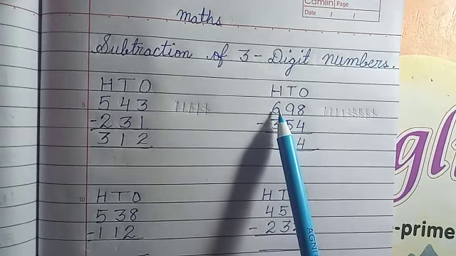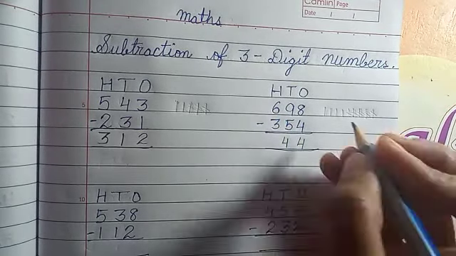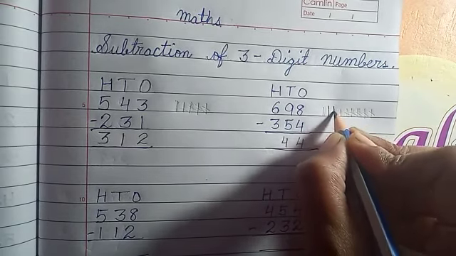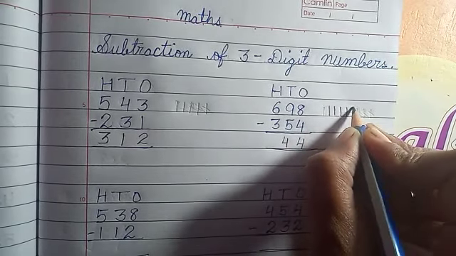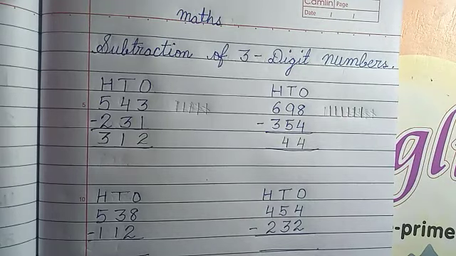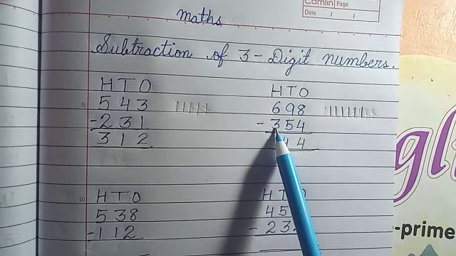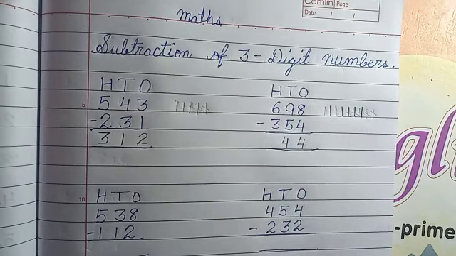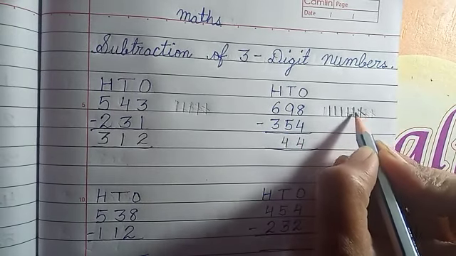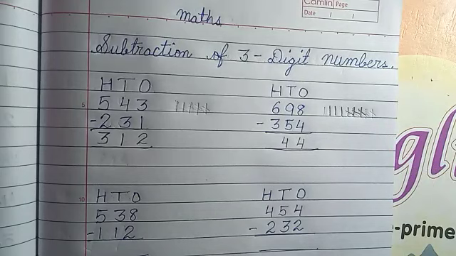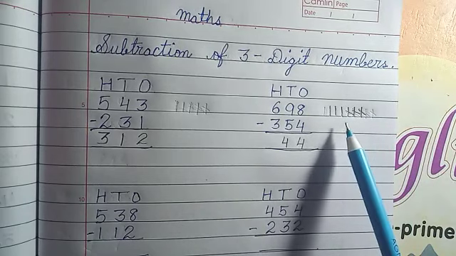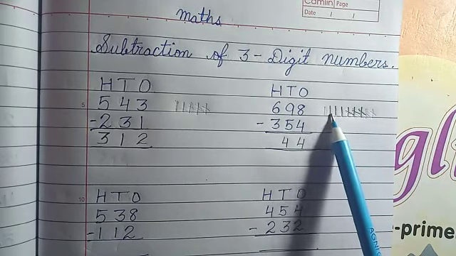Next, here is 6. Now you draw 6 lines: 1, 2, 3, 4, 5, 6. And here is 3. Out of 6, you remove 3. Count: 1, 2, 3.